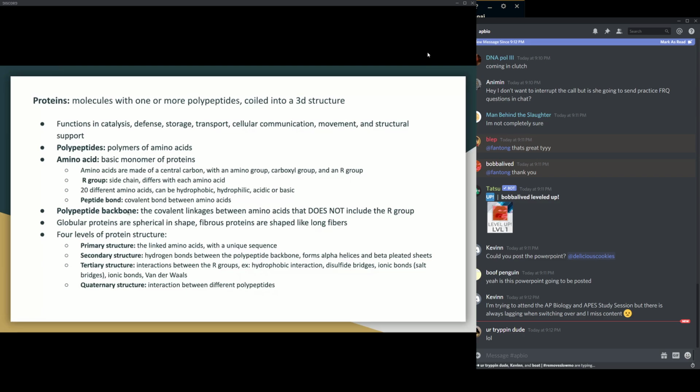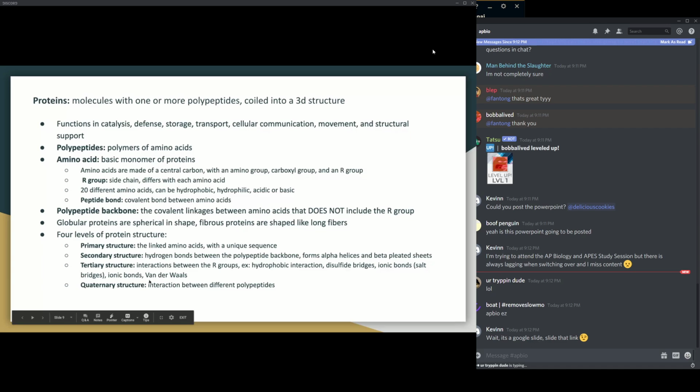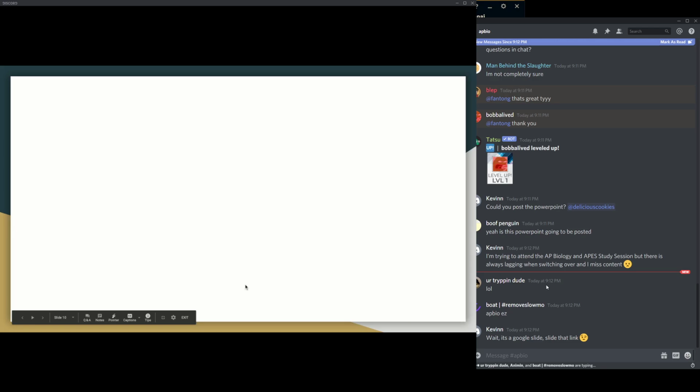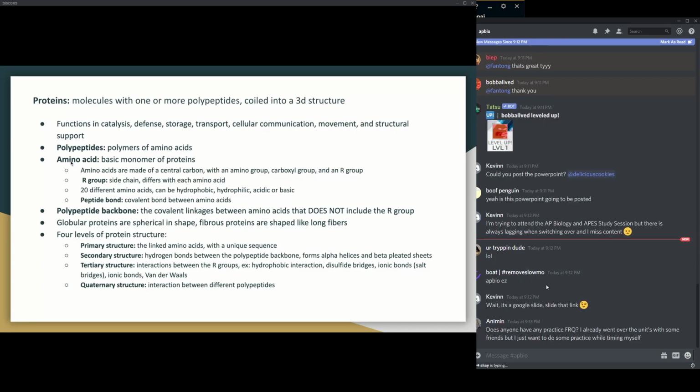You also have quaternary structure, which is the interactions between different polypeptides. If you have multiple polypeptides, then it's crucial to have a quaternary structure, because not all proteins actually have one. It depends on how many polypeptides there are. If they have more than one polypeptide, then they have a quaternary structure. But every single protein, no matter what, has a primary, secondary, and tertiary structure.